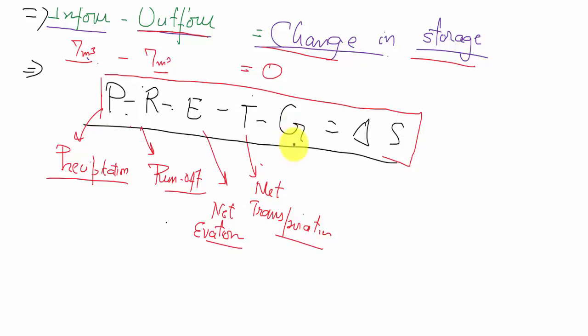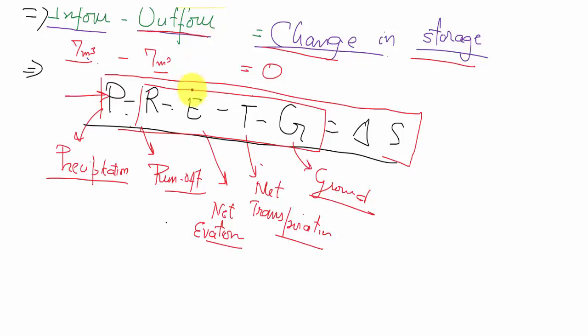G is groundwater flow, whatever water has been stored in the form of groundwater. So P was the main source of water. We can say that it was inflow, and all these other things can be said as outflow.